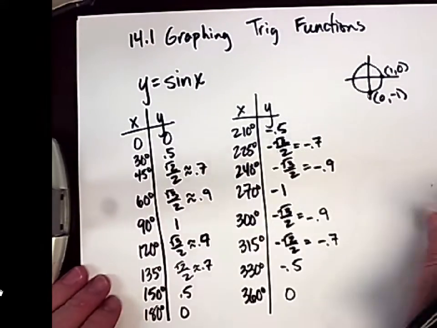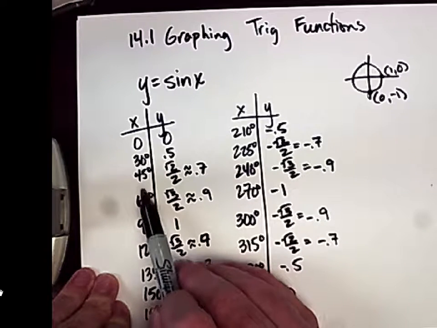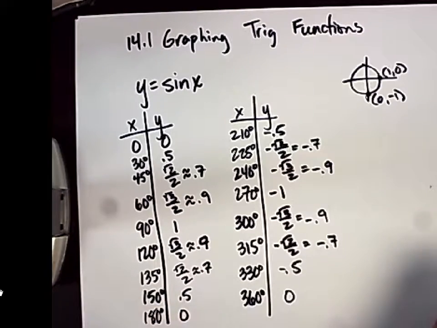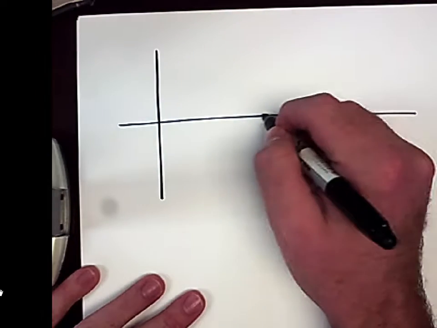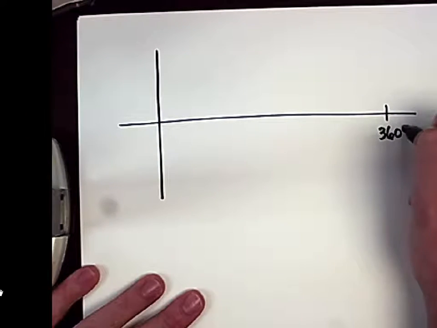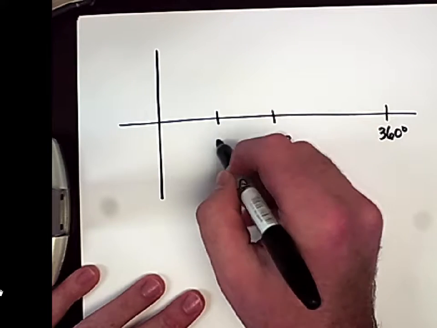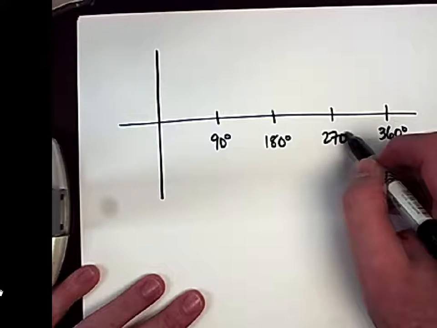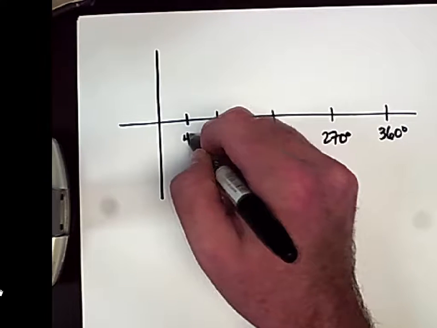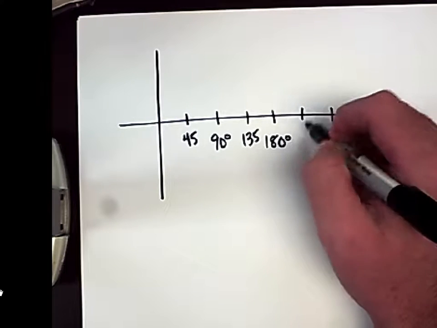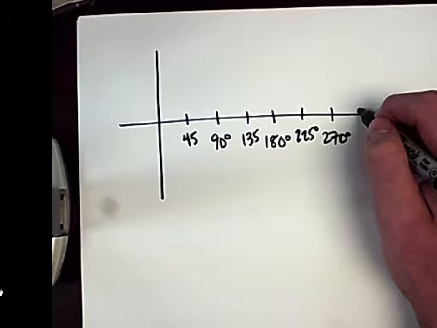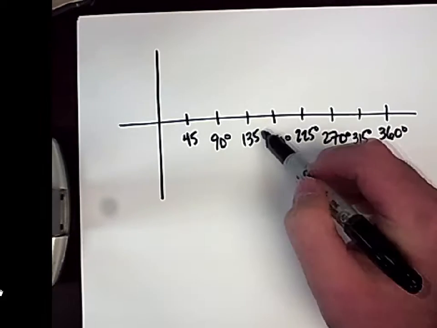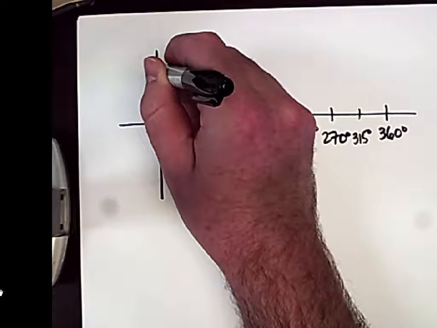Okay, so we're going to plot all of these coordinates. 0, 0; 30, 1/2; 45, 0.7. Okay, so here we go. Let's say this is 360. So that means this would be 180. So this would be 90. This would be 270. So this would be 45, 135, 225, and 315. And we'll make this be 1 and this be -1.